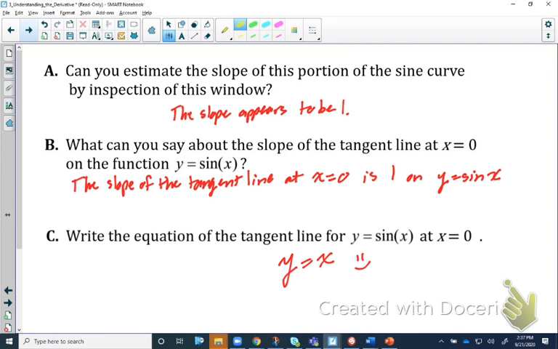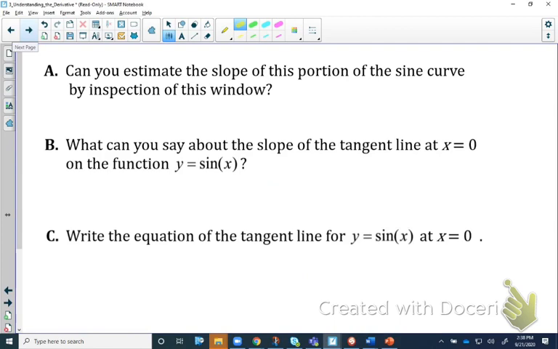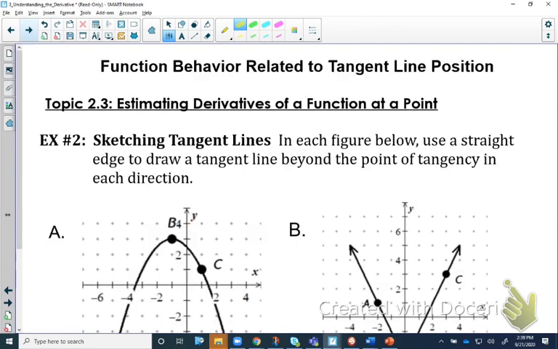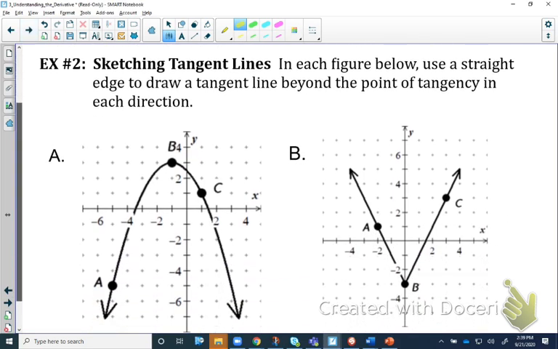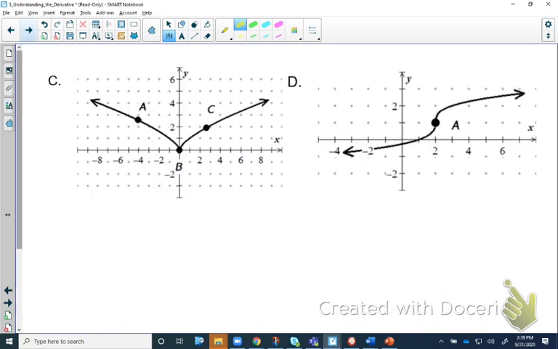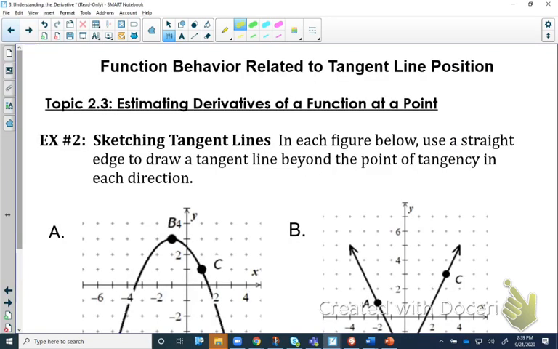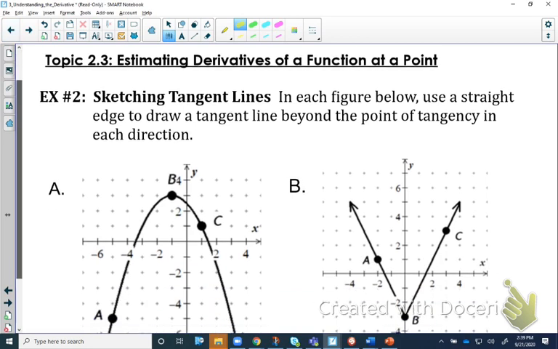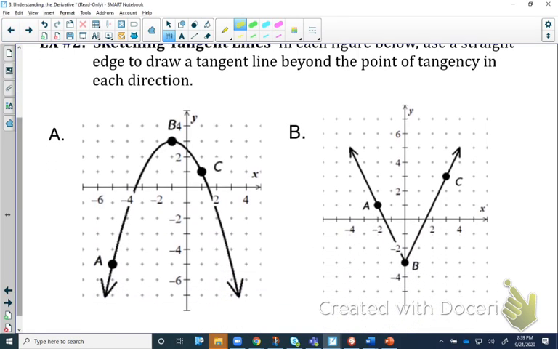Moving on to the next bit, now we're going to be taking a look at some graphs. You're going to see four graphs in your notes, and I want you to pause the video at this point. We're sketching tangent lines. In each figure, use a straight edge to draw a tangent line beyond the point of tangency in each direction. Looking at the figures we have here, get your tangent lines at points A, B, and C if you can, and pause the video. Do the four graphs, draw the tangent lines, and when you're done, hit play again so you can see how mine looked.